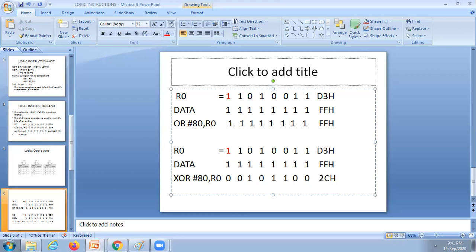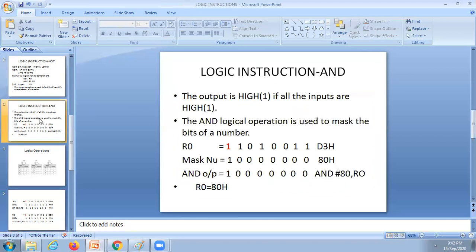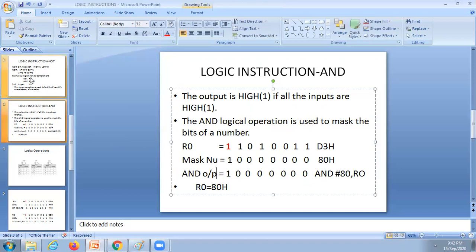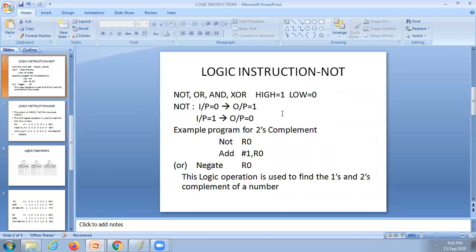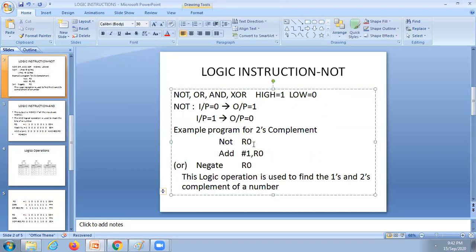This is the exclusive OR logic. This is OR logic, whereas this is AND logic. Then you see the NOT logic also. We will not take so many examples here. NOT, then add 1, is for doing 2's complement. The same thing you can do by using a negate operation, that is 2's complement.